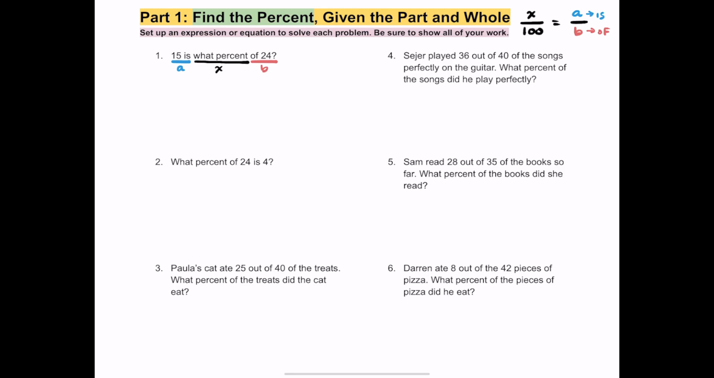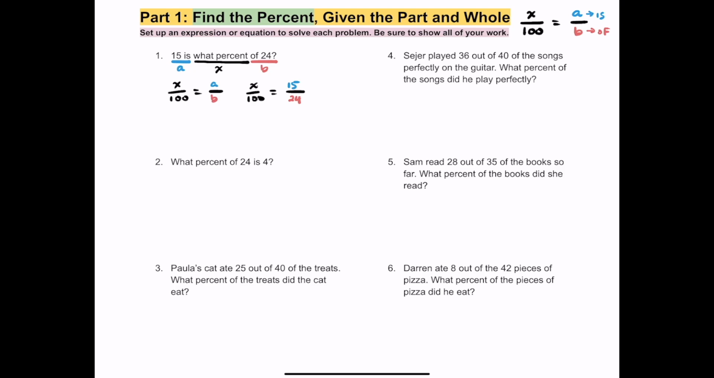Okay, so substituting these values into our percent proportion, which is x over 100 is equal to a over b. I'll go ahead and write a on top and b on bottom. And substituting these values in, we're going to have x over 100 is equal to, well, a we said was 15, we'll put that on top, and b is equal to 24, so we'll go ahead and write that on the bottom. So this is our percent proportion.